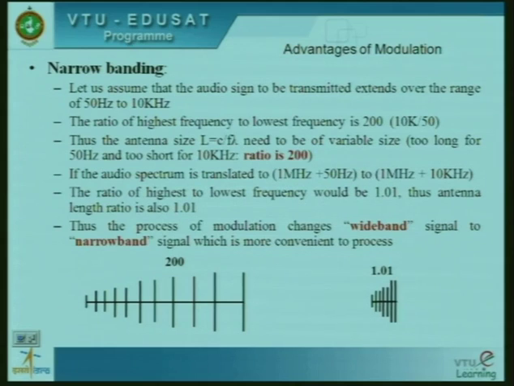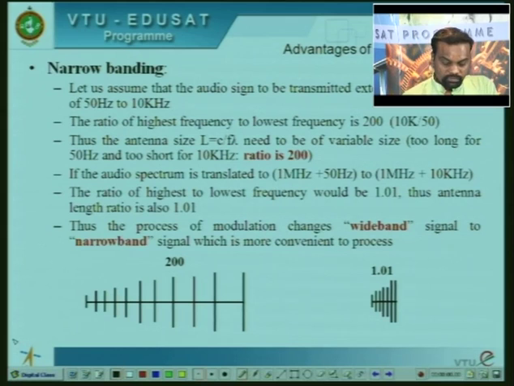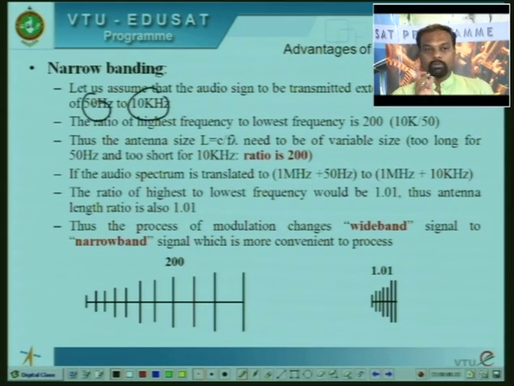Now suppose we calculate the length of the antenna required to transmit or receive. The frequency ranges from 50 hertz to 10 kilohertz. Let us find out the ratio of the highest frequency to the lowest frequency. So we divide 10 kilohertz by 50 hertz to find out the ratio between the highest frequency and the lowest frequency.